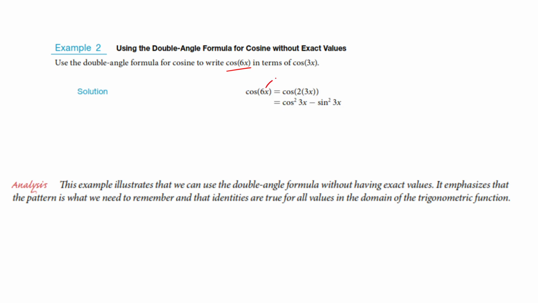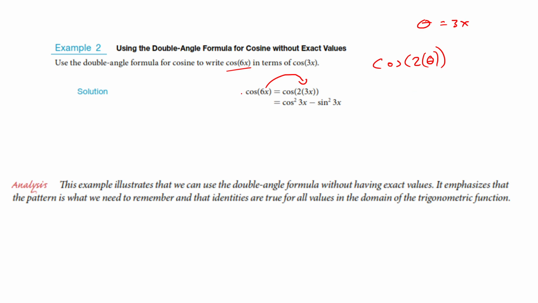Couldn't 6x be turned into 2 times 3x? Do you see what I mean? Cosine of 2 times 3x is 6x. So now we've got a double angle. Do you see what they've done? I've got a double angle formula where theta is going to be 3x.